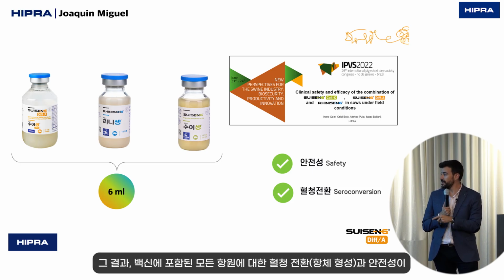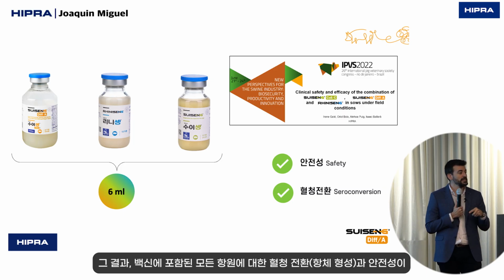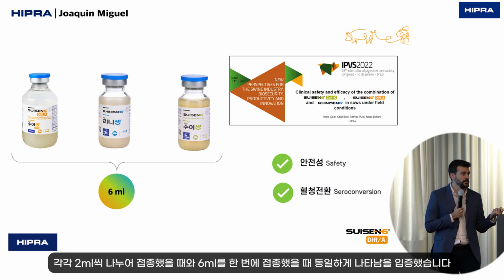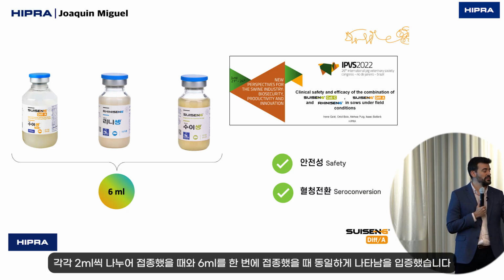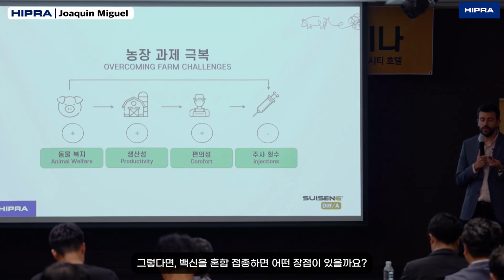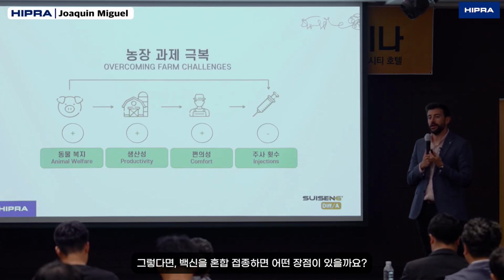And we demonstrated that the safety and the seroconversion against all the antigens contained in the vaccines were the same when applied in 2 milliliters in different injections or in 6 milliliters in just one injection. So, what advantages does combining the vaccines bring us?